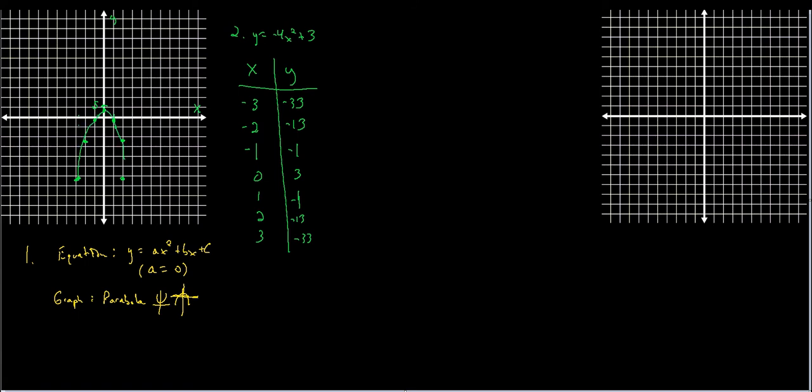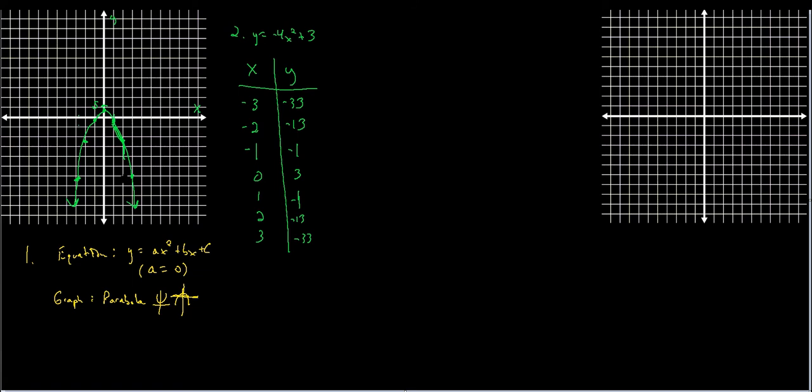Looks like I accidentally went to 2 again instead of 3, so I'm going to erase that real quick and fix it. So instead of it being right there, it is going to be right here. And there is our graph for y equals negative 4x squared plus 3.